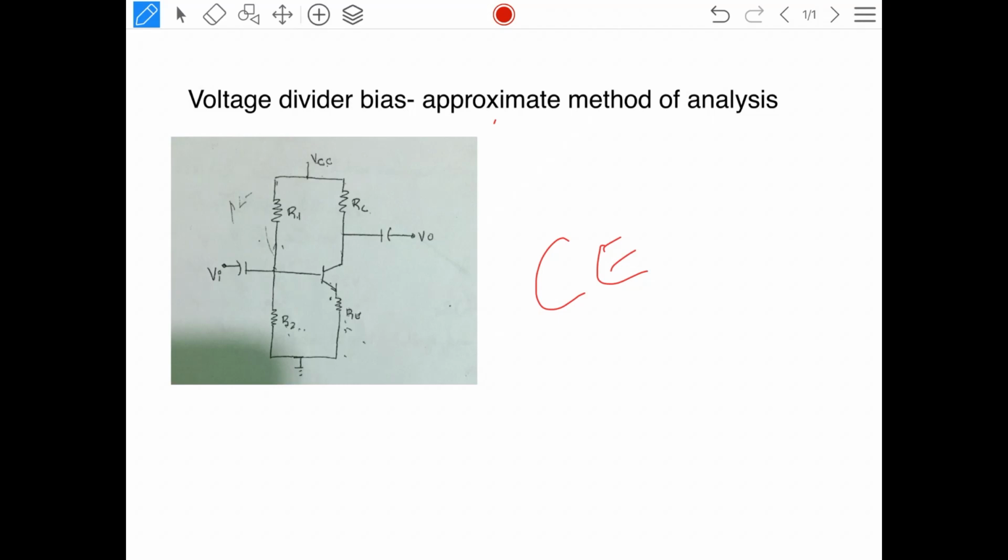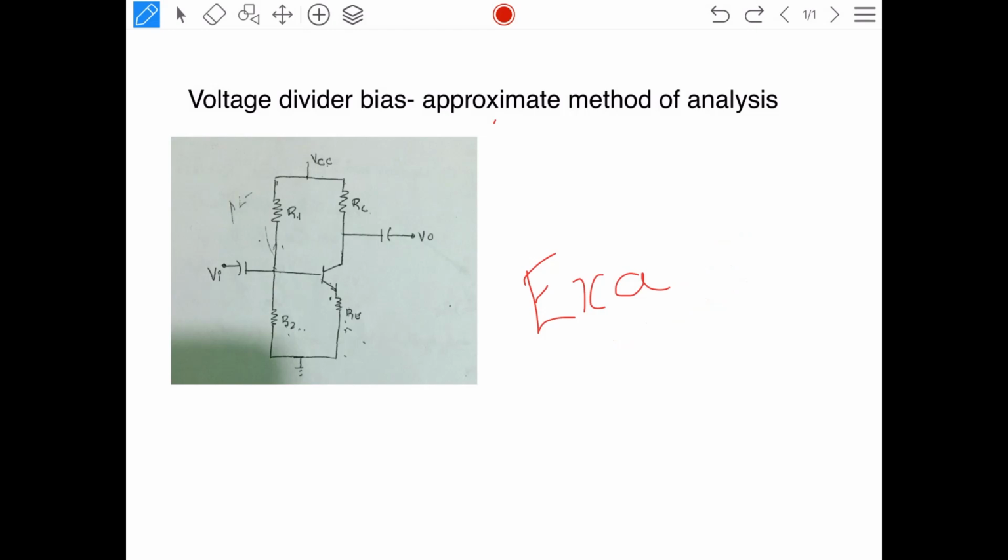We can analyze this in two ways. The circuit at this point of time looks a little complicated with a few resistors and capacitors in place. However, we can simplify the circuit and do a proper analysis to get efficient equations. That method is called the exact method of analysis, which we have already done in the previous videos.